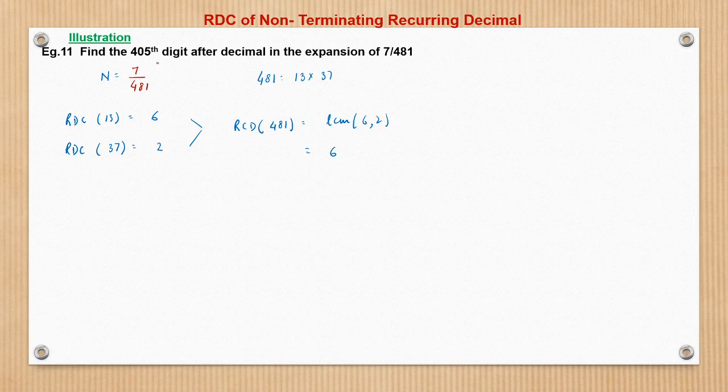So we have to find the 405th digit. So for that we will find the remainder of 405 by 6. So the remainder will be: 6 times 6 is 36, 6 times 7 is 42, remainder is 3. So we need to be concerned about the third digit.